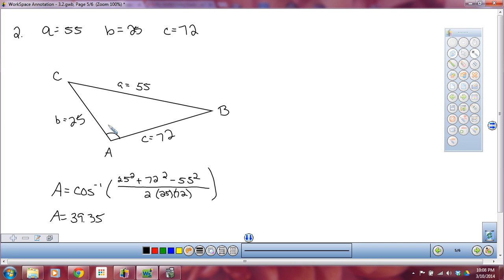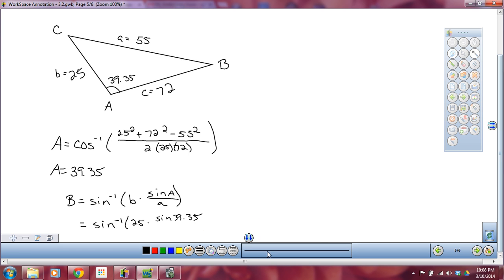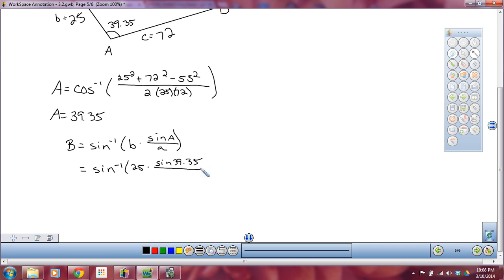39.35. Right? We can do the same thing that we did with the law of sines and cosines. So I want to find B just because I feel like finding B. So I know that B is equal to sine inverse of little b times, and since we have both sides of A, we'll do sine A over little a. So we're just going to plug into this. So you get sine inverse of B, which is 25, times sine of A, which is 39.35. By the way, I feel like I'm writing really small on this, so if I am, I apologize, but it's hard when I'm not in the classroom. And then over side A, which is 55.